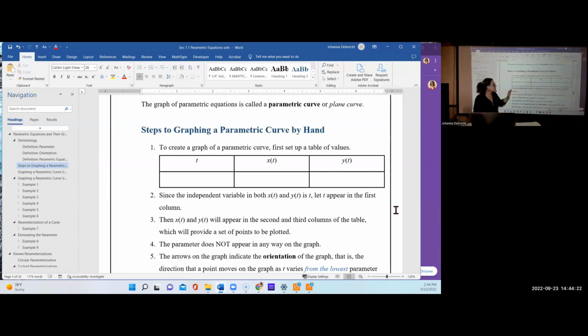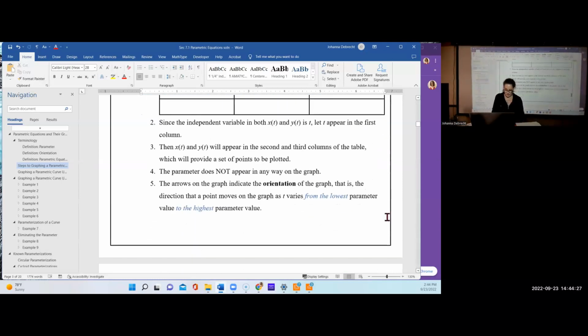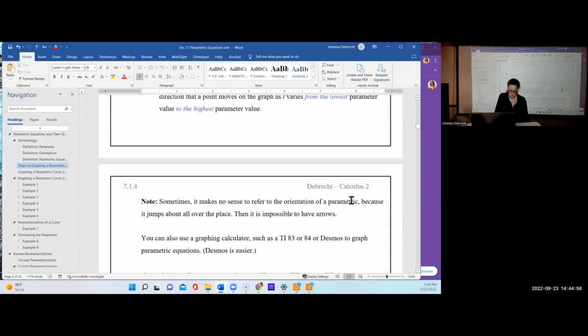When we're looking at this, notice again that the t will not show up on the graph, only x and y show up on the graph, but don't forget to draw arrows on the graph to indicate the orientation of the graph. It is different if it's traced backwards than if it's traced forwards, because it's reaching that point at a different point in time. So we always want to graph from the lowest parameter value to the highest parameter value, which means that we have to be given an interval over which to apply the parameter. And typically we are given a closed interval over which the parameter will apply.